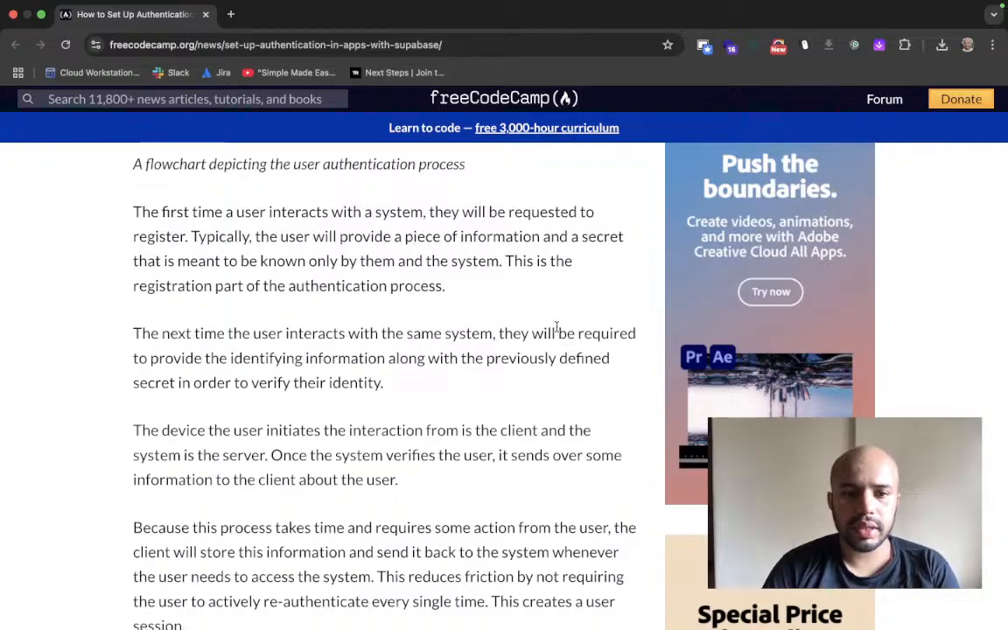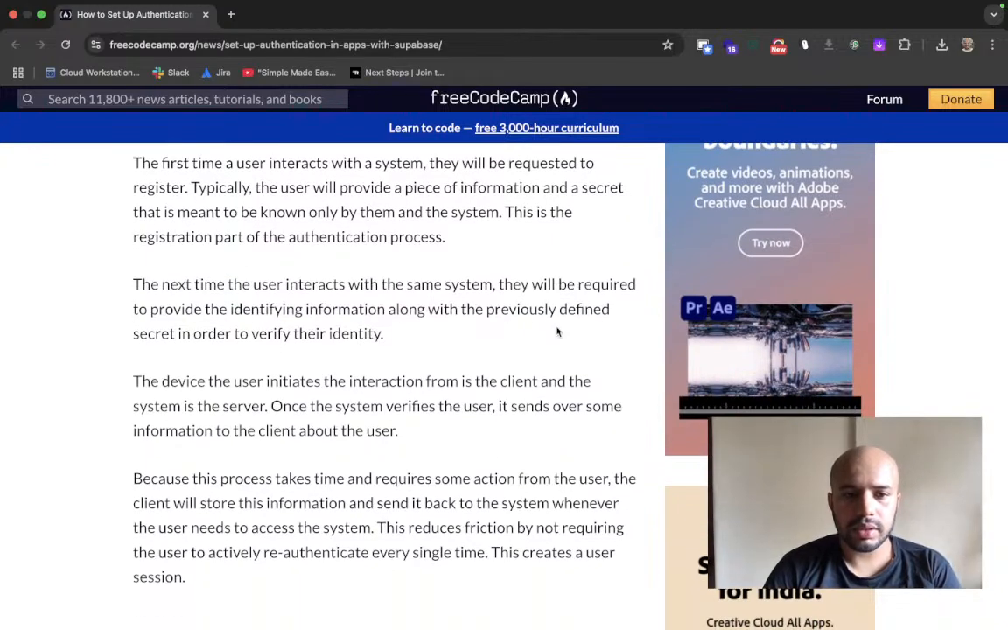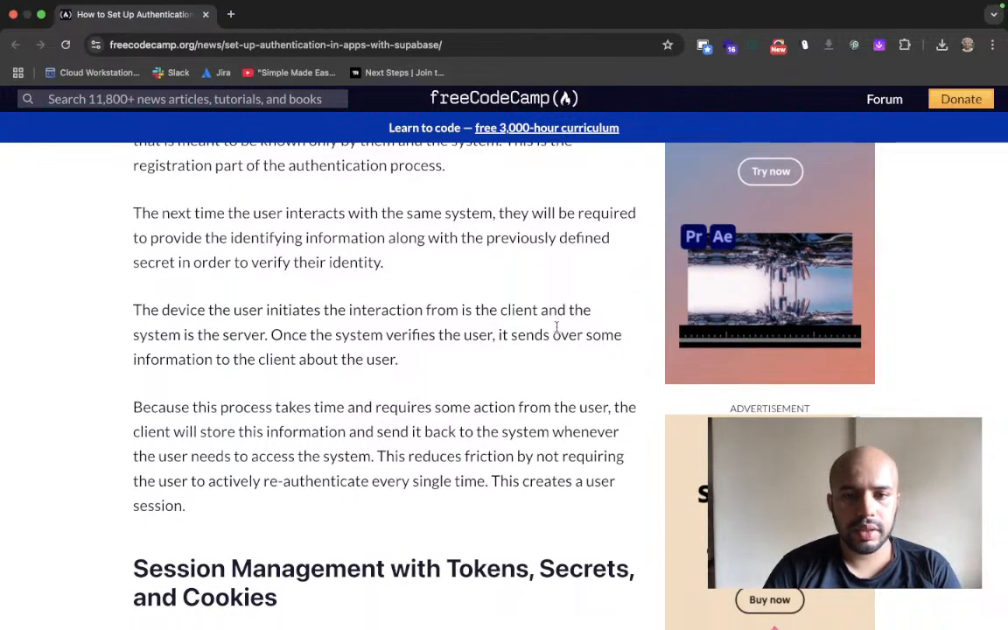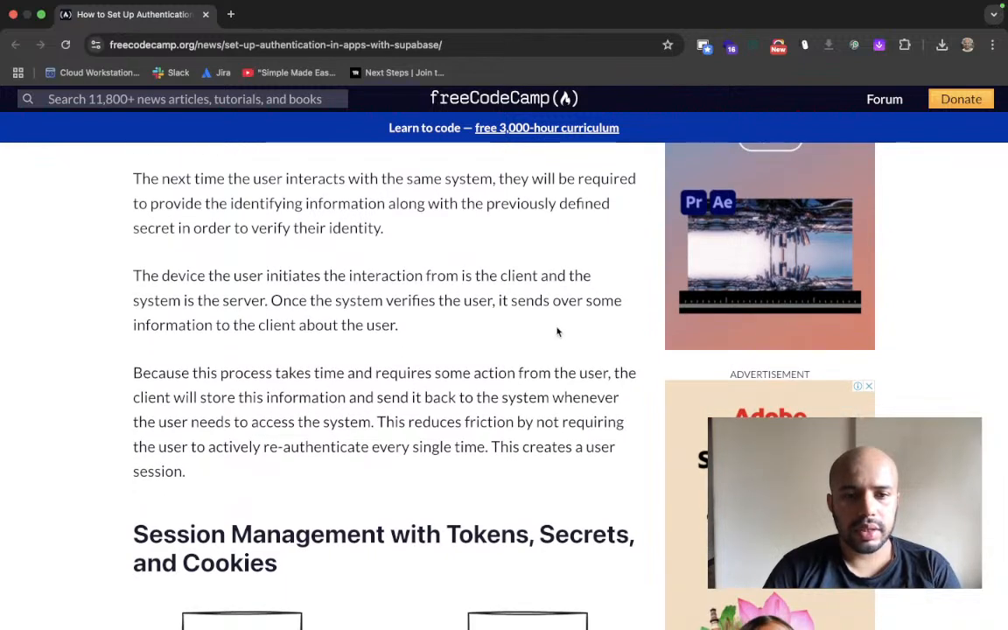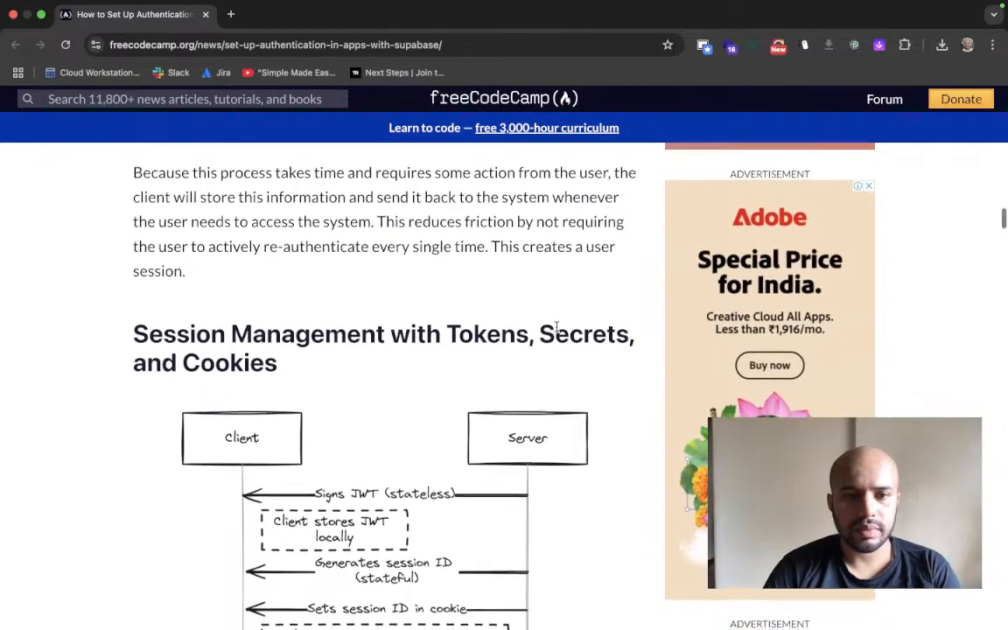The device that the user initiates the interaction from is the client, and the system is the server. Once the system verifies the user, it sends over some information about the user to the client. Because this process takes time and requires some action from the user, the client will store this information and send it back to the system whenever the user needs to access the system. This reduces friction by not requiring the user to actively re-authenticate every single time. This creates a user session.